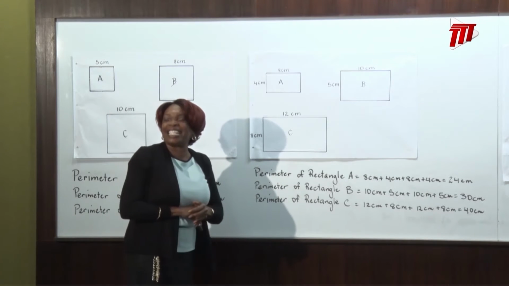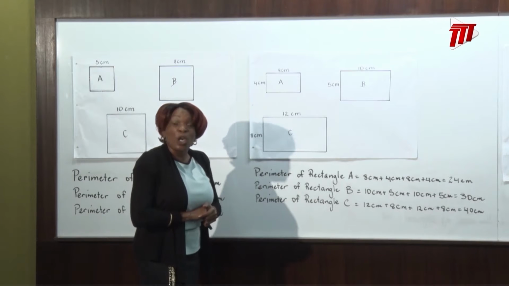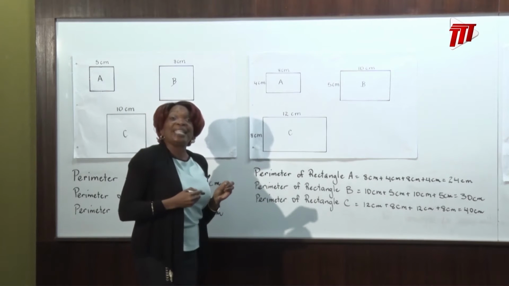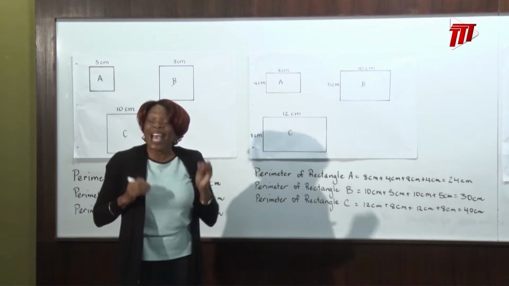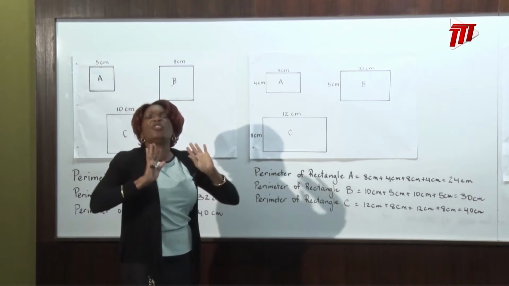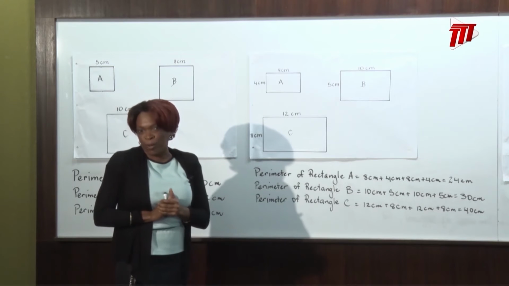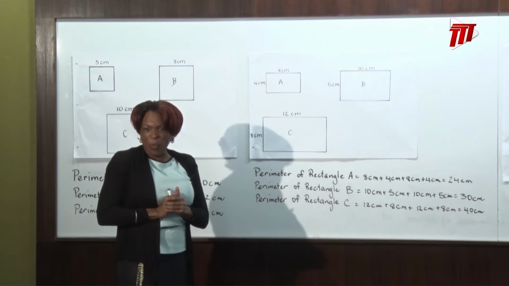Let's look at rectangle C now. 12 centimeters add 8 centimeters will give us 20 centimeters. What are we going to do now? Yes, multiply by 2, and we will have 40 centimeters. So in truth and in fact, we can say length add breadth multiplied by 2 gives us the perimeter. Nothing is wrong in saying 2 lengths add 2 breadths, you know. That is also correct. So you're on point. Wonderful.